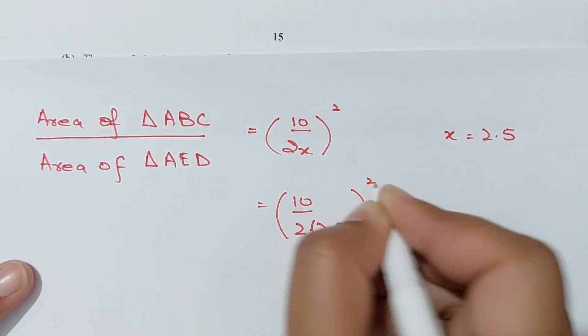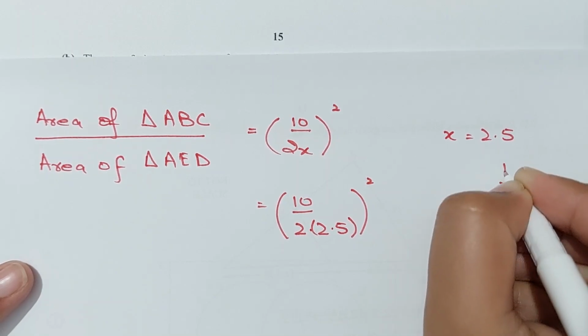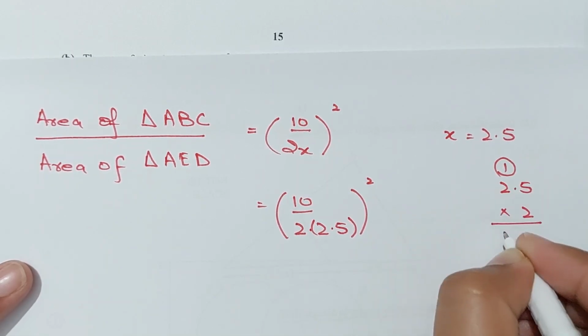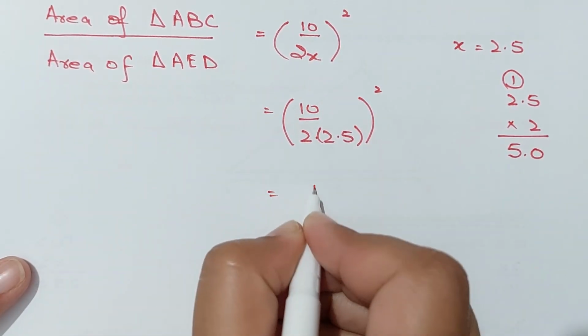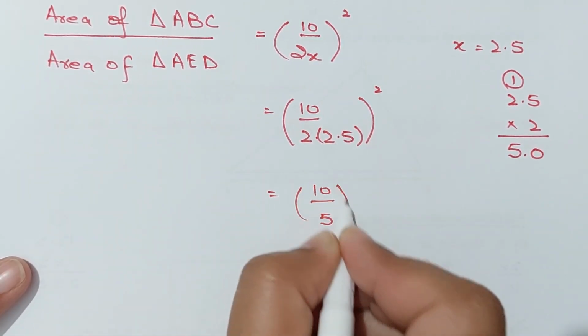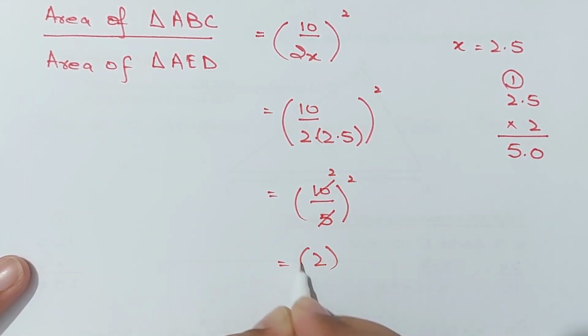Take its square. So 2.5 times 2: 2 times 5 is 10, and 2 times 2 is 4 and 5. So 5.0, or just 5 we can say. So this is 10 out of 5, and take its whole square. 5 times 2 is 10. So this is 2 square, and this would be equal to 4.